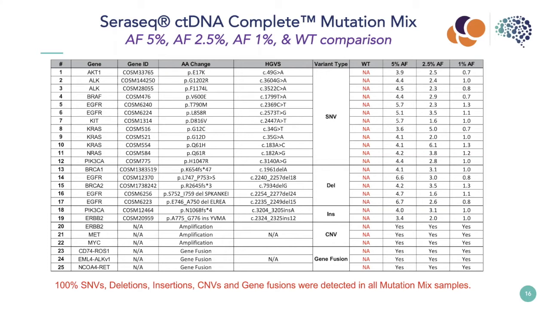I should note that 100% of the expected SNVs, deletions, insertions, and gene fusions were detected in all of the mutation mix samples. What you're looking at here is representative of one sample, but again, this is highly representative of the data from the other samples.